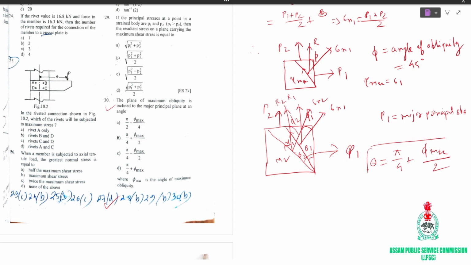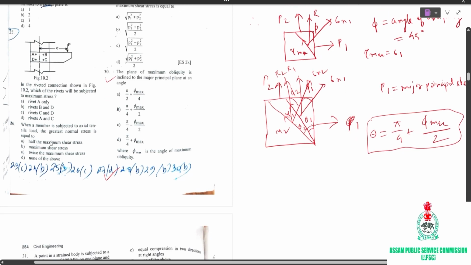So this can be drawn through Mohr's circle. We have to find that plane where the angle is theta, and this theta has to be expressed in terms of the phi max value, right? This is equal to pi by 4 plus phi max by 2. This is drawn with the help of Mohr's circle, right? Now the next question.